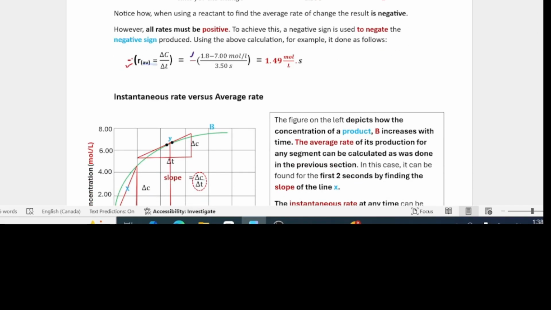Whenever we have this expression here for calculating the average rate, when we're doing it for a reactant, a negative sign is placed in front of that expression here to negate this negative sign here. As we have done here, you find now instead of ending up with this negative sign here, we ended up with a positive sign. So always remember that when a reactant is used to calculate the average rate of the reaction, a negative sign is placed in front of the expression there, such that that negative sign which would have been produced is negated, so our answer is always positive.